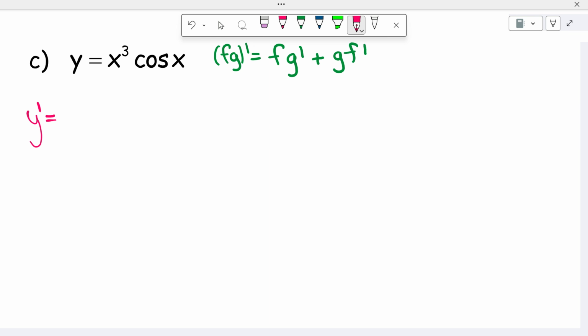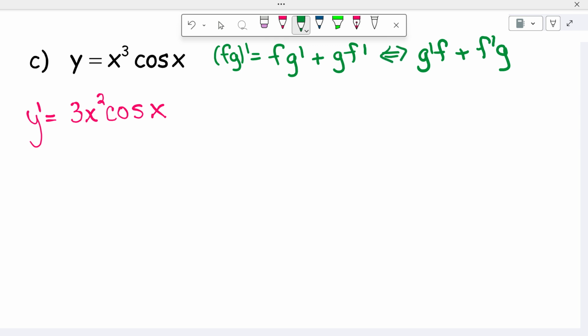Derivative of x cubed or derivative of cos? X cubed. So if we do the derivative of x cubed first, then it's going to be a 3x squared times cos x. And remember, it doesn't matter if the derivative comes first or not, right? So I wrote the derivative second, but again, this is the same thing. Doesn't matter because it's equivalent.